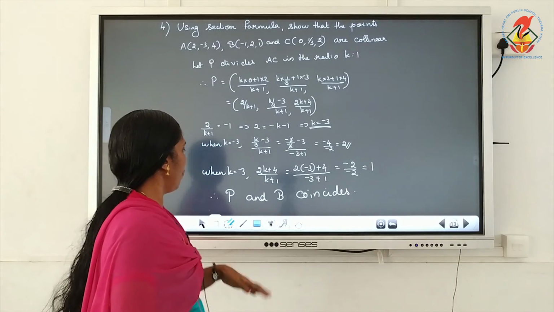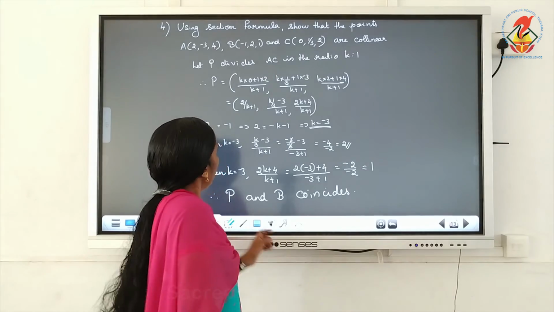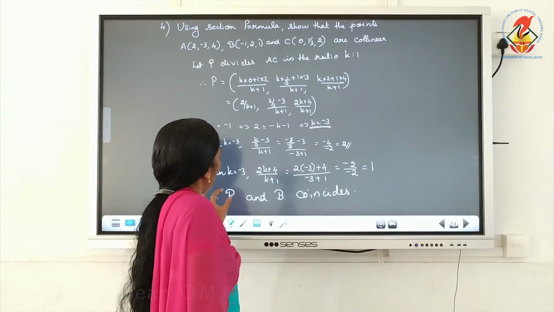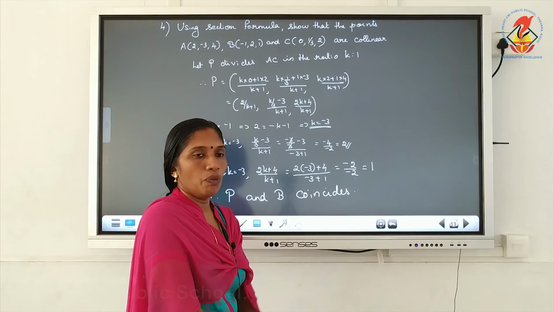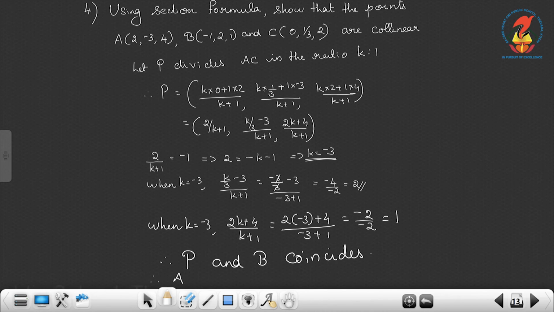Okay. So first what we took, P divides AC in the ratio k is to 1. So from here we understood that P and B are same. So B is also on the same line. Therefore A, B and C are collinear.